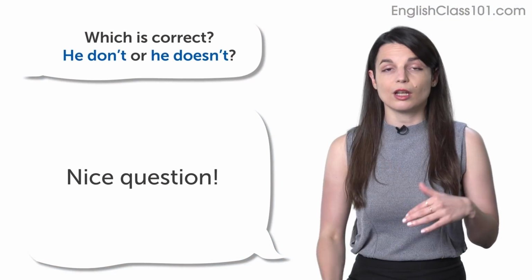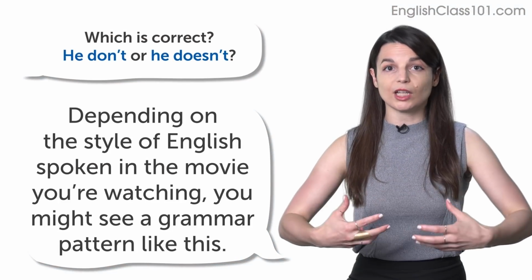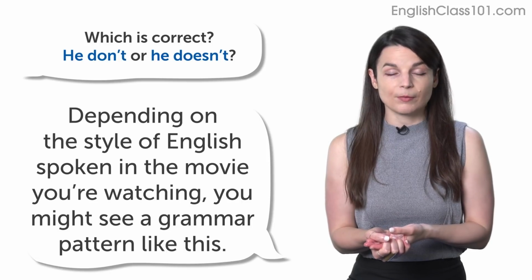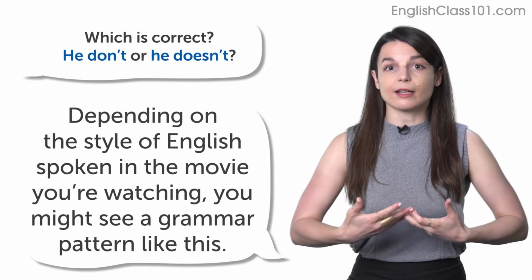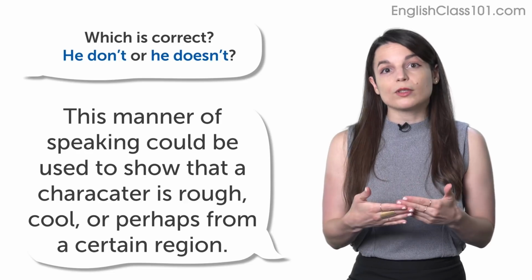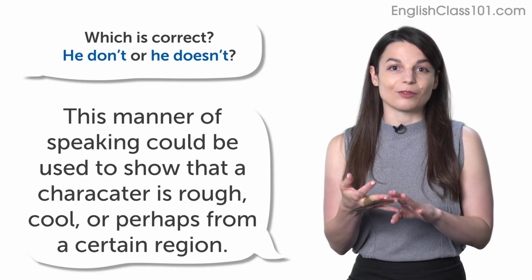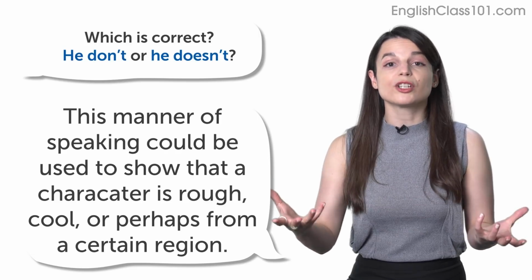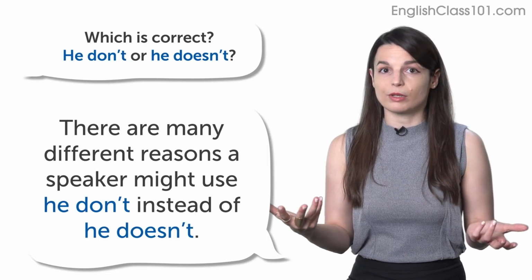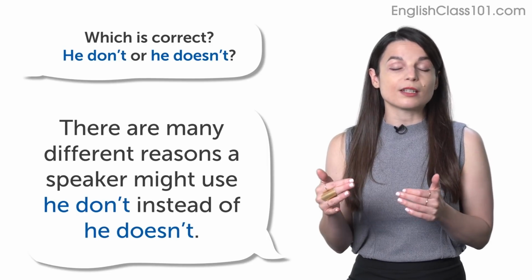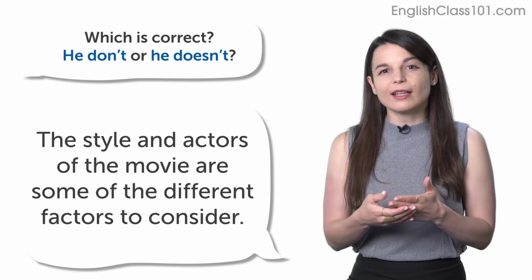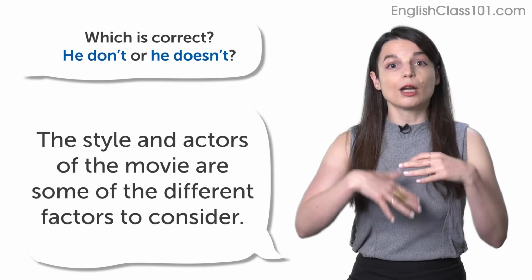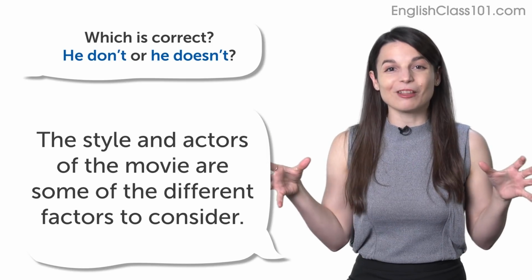Yeah, nice question. So depending on the style of English used in the movie you're watching, you might see a grammar pattern like this. You might see this in a few different styles of speaking. The speaker might use this kind of speaking to sound rough or to sound cool. You might also hear it used in certain communities or in certain regions of the USA. There are many different reasons a speaker might use he don't instead of he doesn't. So it depends a lot on the style of the movie, on the people that are in the movie or the characters that are portrayed.